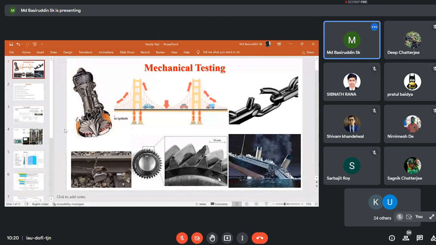Yes, sir. Can you please tell me what this particular picture tells us? What is this picture? Airplane engine. Yeah, airplane engine, and what is this? This is a blade, right? Now, generally you will find that during service life for a long time, these blades may break.